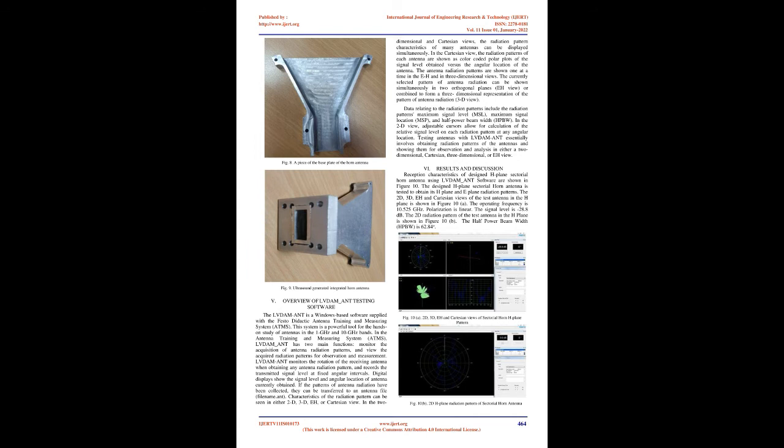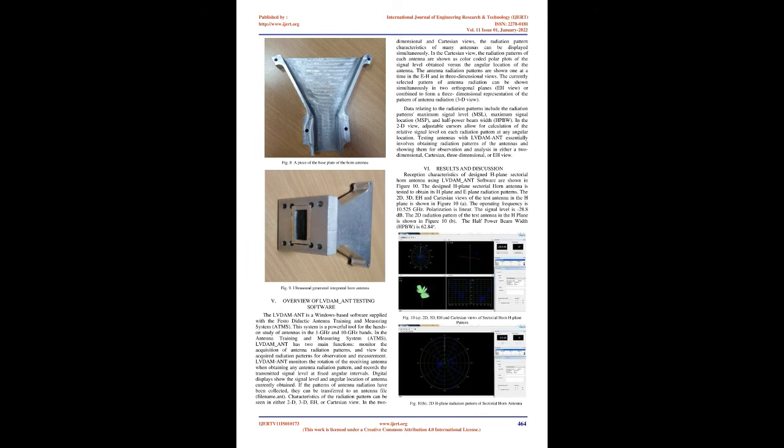LVDAM_ANT monitors the rotation of the receiving antenna when obtaining any antenna radiation pattern, and records the transmitted signal level at fixed angular intervals. Digital displays show the signal level and angular location of the antenna currently obtained. If the antenna radiation patterns have been collected, they can be transferred to an antenna file, filename.ant. Characteristics of the radiation pattern can be seen in either 2D, 3D, or Cartesian view.